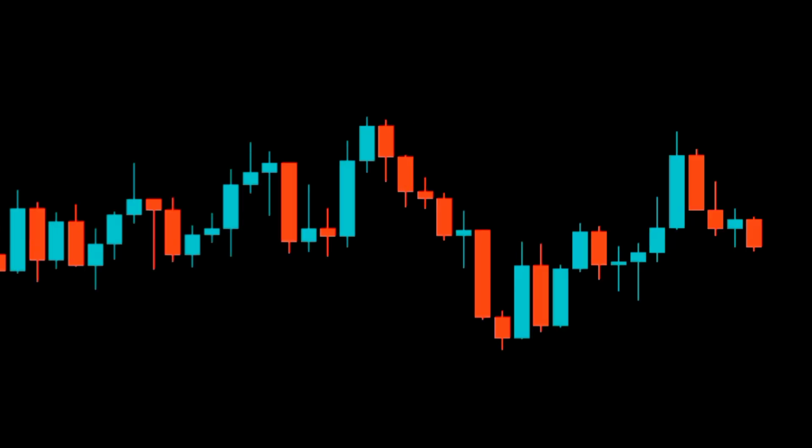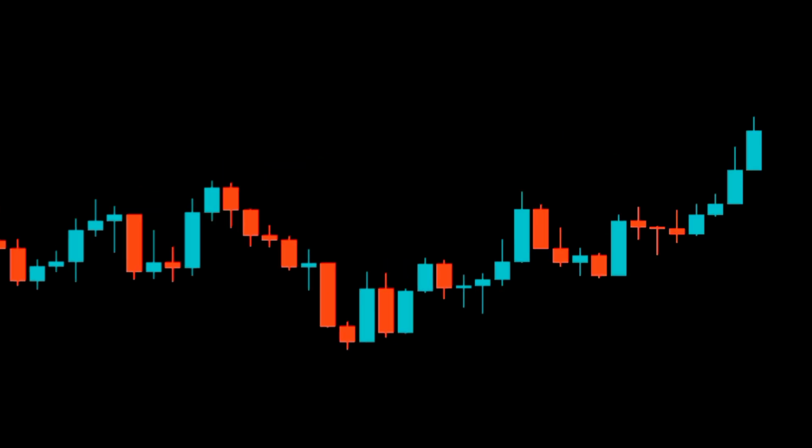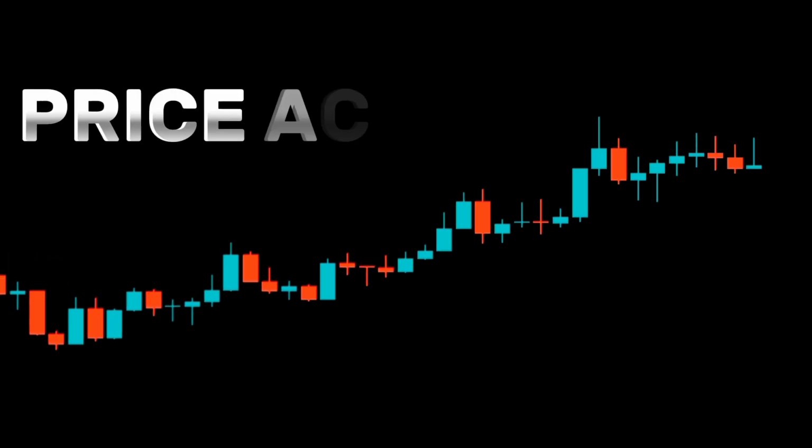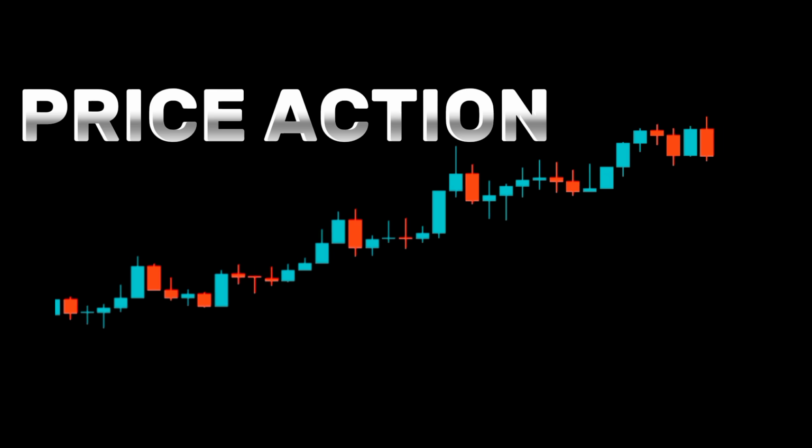So traders will look at candlestick patterns and the movement of candlesticks to make trading decisions, which is also known as price action. Now let's go through this right on the charts.